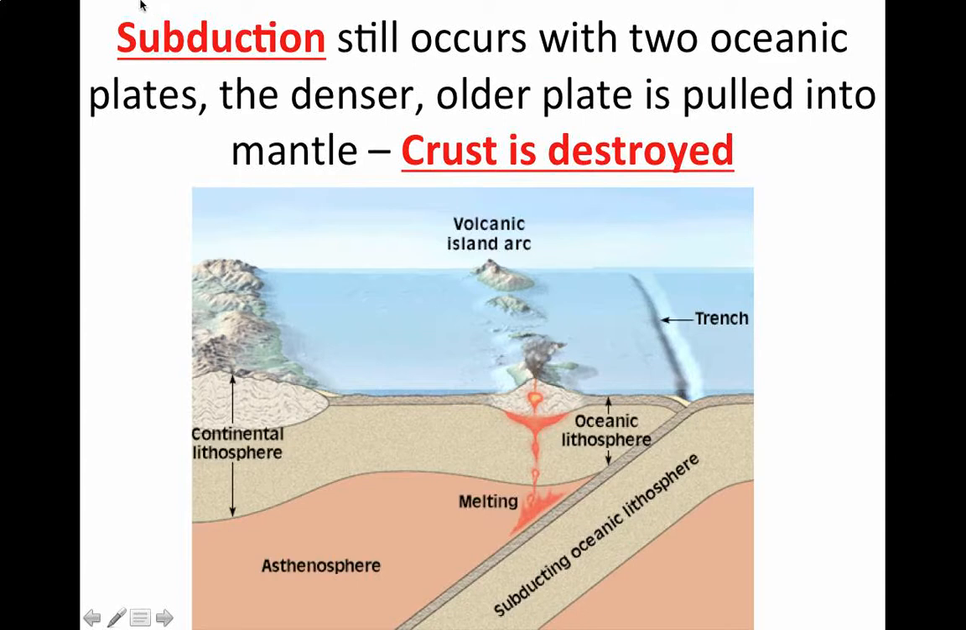Subduction being a main feature on both ocean-ocean and ocean-continent convergent boundaries, we see the crust being destroyed there. Oceanic plate pulled down, temperature increases. As that plate increases its temperature, the melting starts to occur.